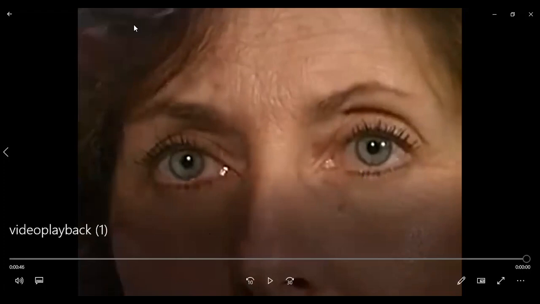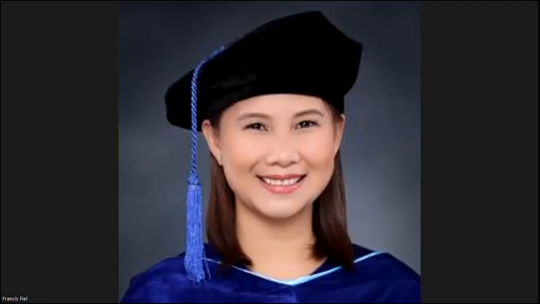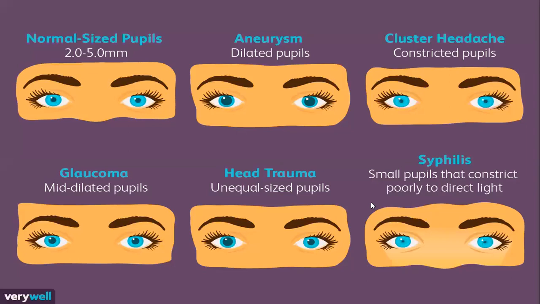All right. So that is how to assess your pupils. Examples: the normal size of a pupil is 2 to 5 millimeters. If both pupils are dilated, there is a possibility of aneurysm. A clustered headache, meanwhile, presents with constricted pupils. We have glaucoma for mildly dilated pupils.